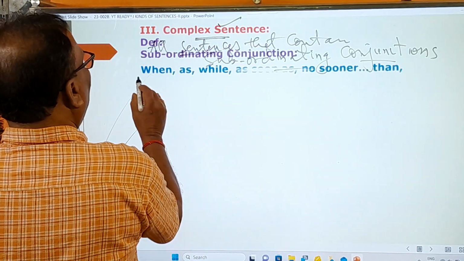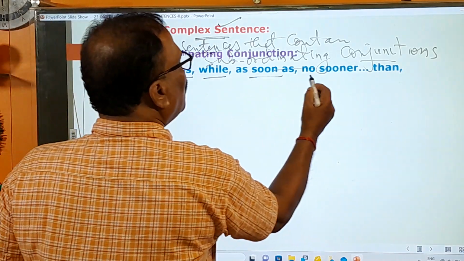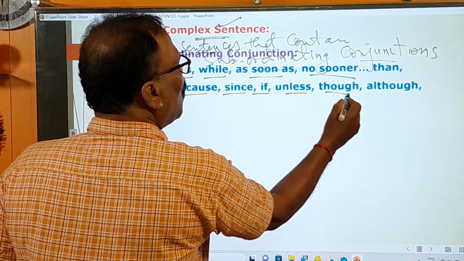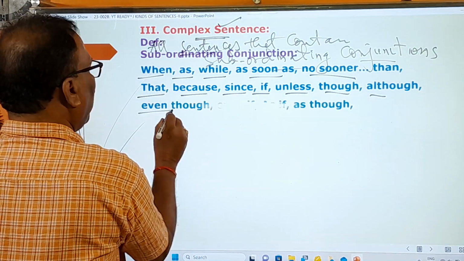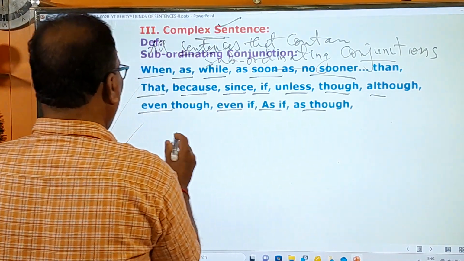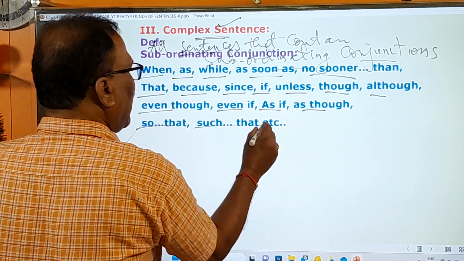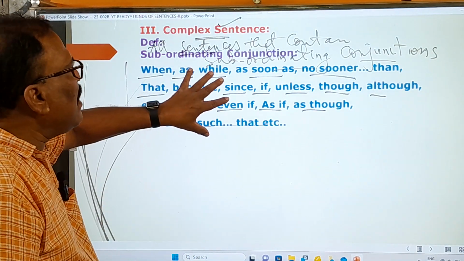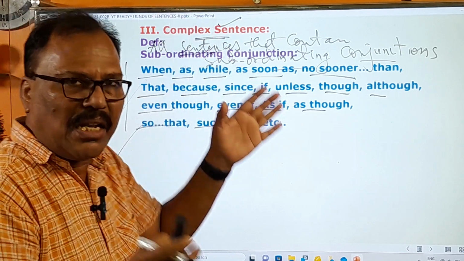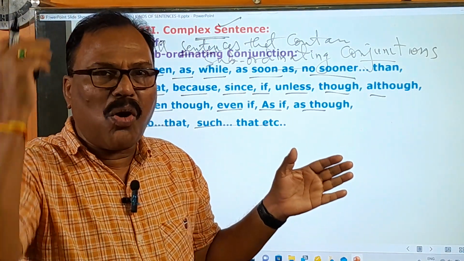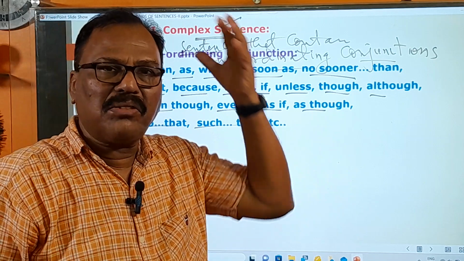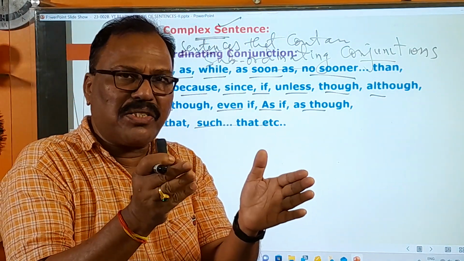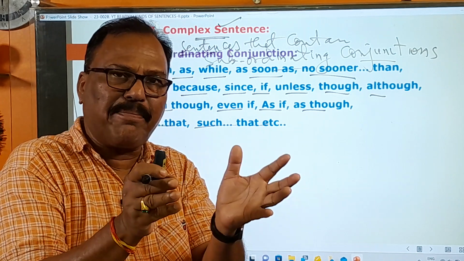What are the subordinating conjunctions? When, as, while, as soon as, no sooner than, that, because, since, if, unless, though, although, even though, even if, as though, so that, such that, etc. If you look at these conjunctions and those conjunctions, there is a lot of difference. Keep the coordinating conjunctions this side, subordinating conjunctions this side, and you can easily differentiate them.